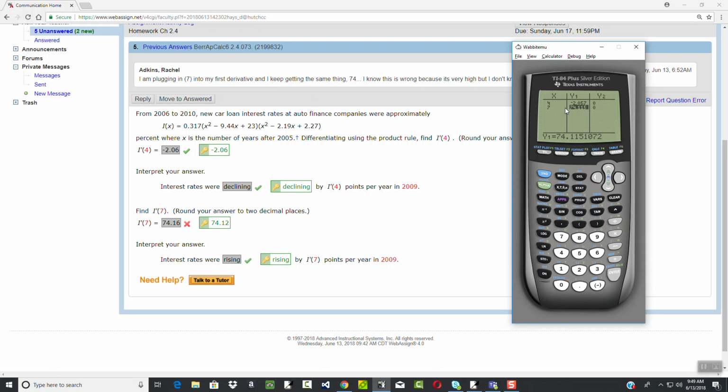And that's how you can use your calculator to very quickly plug in these values. Basically it allows you to evaluate a function with numbers.